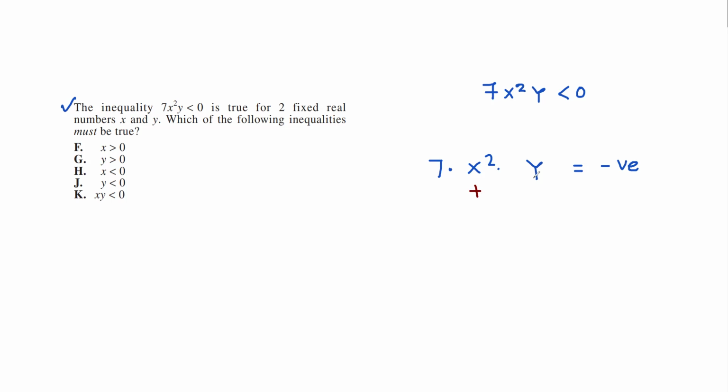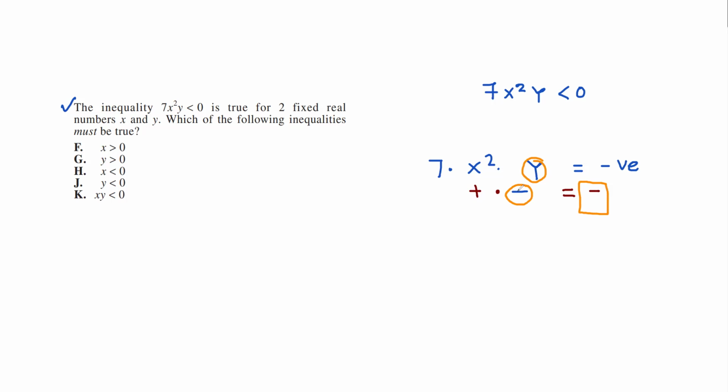7 is a constant, so that doesn't matter. But ultimately, you need to get a negative number, so a negative sign is mandatory. This is constant times x squared, which is positive, multiplied by which sign gives you a negative sign? We know plus times minus gives you minus, right? So for obvious reasons, y should be a negative value to give you the ultimate answer as a negative number.